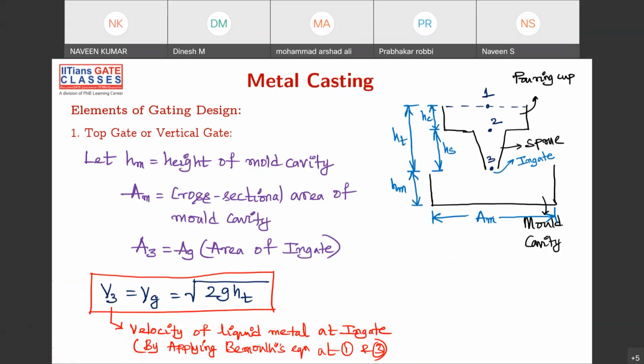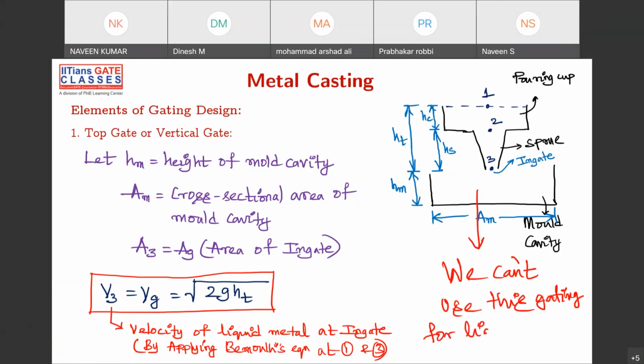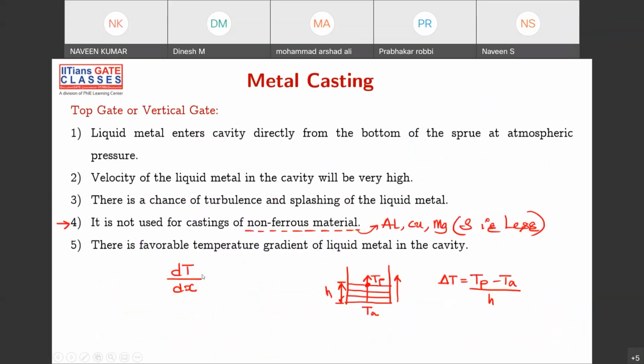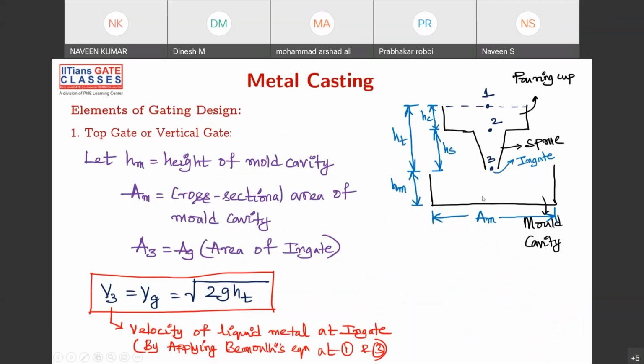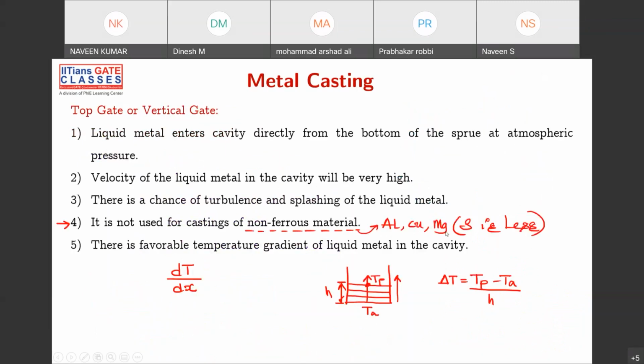That is very important. We cannot use this gating system for light density materials because of turbulence. Okay, very important. Next, what are the lightweight materials? Aluminium, copper, magnesium. We should not use top gating if you're casting with aluminium, copper, magnesium, because their density is less.